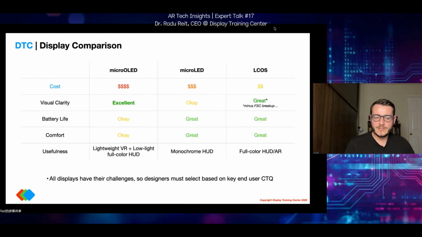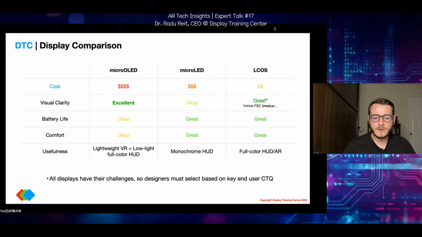So this is where we get to a holistic display comparison. And we talked about 4 key consumer critical quality metrics: visual clarity, battery life, comfort, usefulness. But I want to add here, and towards the end, cost. Because at the end of the day, you can have the perfect display with the perfect optical solution, but if you can't make it cheap enough, you're never going to be able to sell hundreds of millions, if not billions of units over the course of the product lifetime.